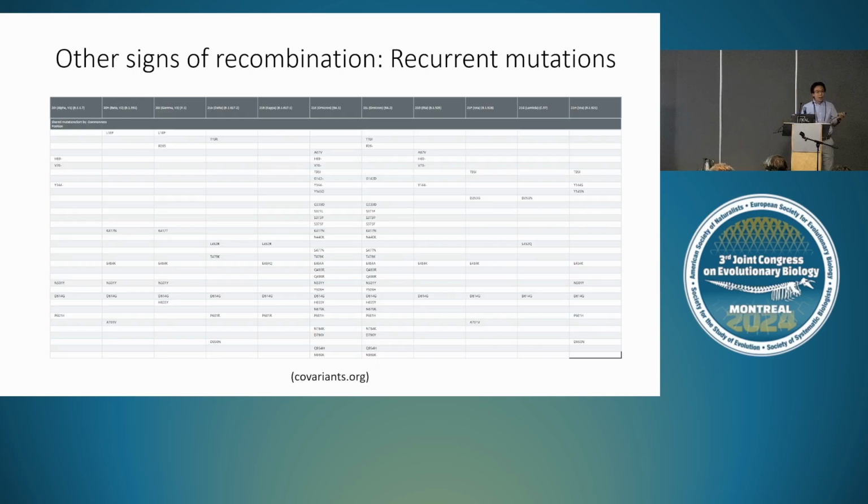Again, there are some other signs of recombination out there. Just look at the table. Look at all the recurrent mutations that happen in different variants. Some people suggest that it's just mutation that happened independently at the same site, but I would think it's more likely to be the result of recombination.